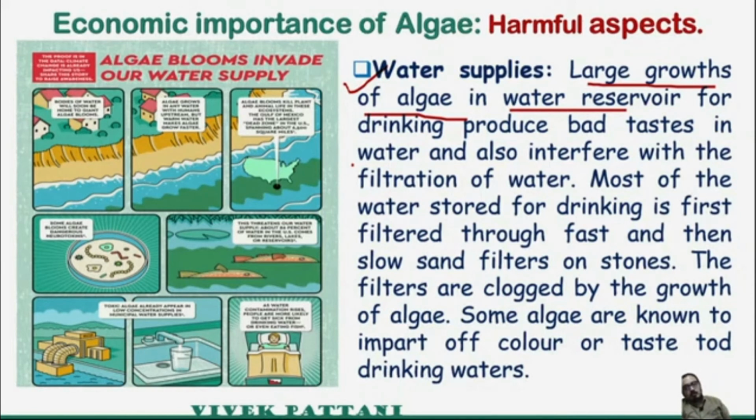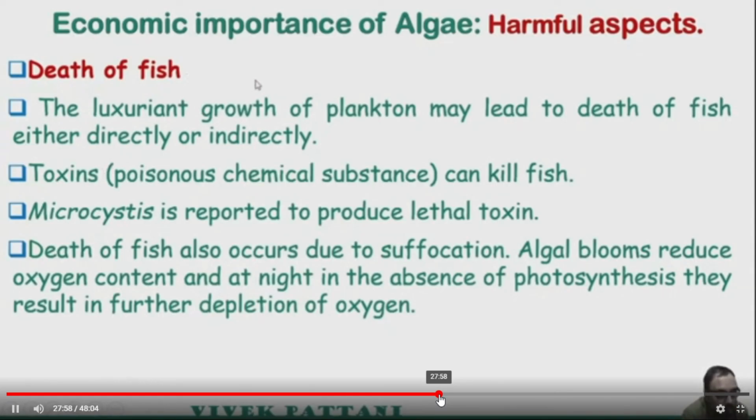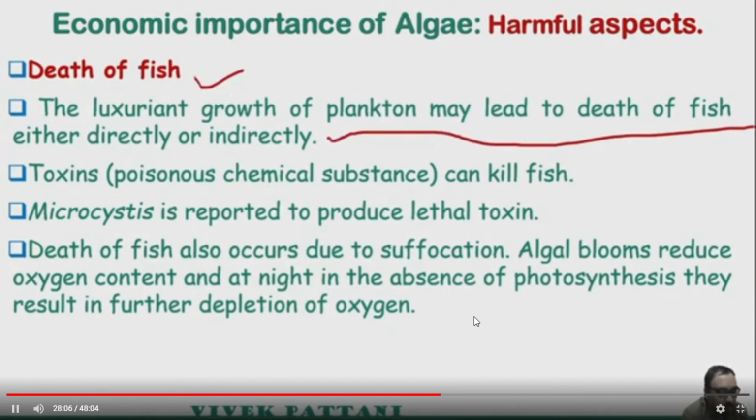Most of the water stored for drinking is first filtered through fast and then slow sand filters on stones, and these filters are rapidly clogged by the growth of algae, where some algae are known to impart color or taste to this drinking water. Blooms can also produce toxic substances, where the luxuriant growth of plankton may lead to death of the fish, either directly or indirectly.